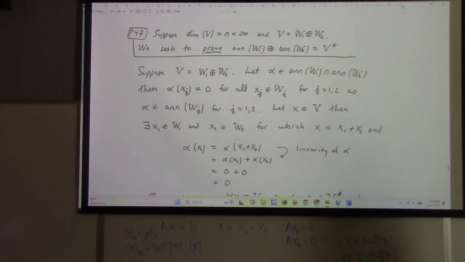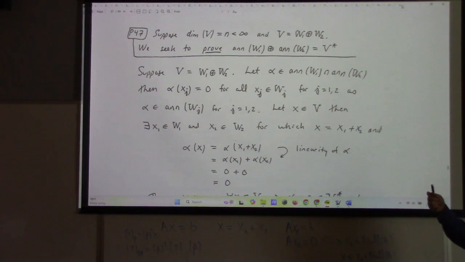Now if you have three things, it's more complicated. For three subspaces to be a direct sum, we need that the intersection of W1 plus W2 with W3 is 0, the intersection of W1 plus W3 with W2 is 0, and the intersection of W2 plus W3 with W1 is 0. So you need the intersection of the sum of the other two with the remaining one, in all possible ways, to be 0.